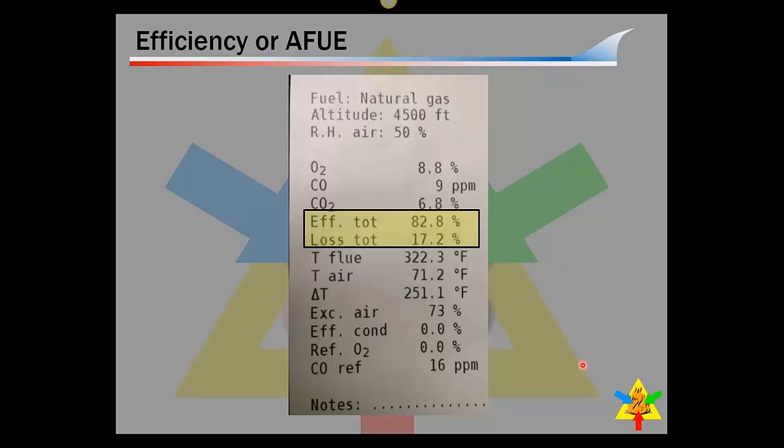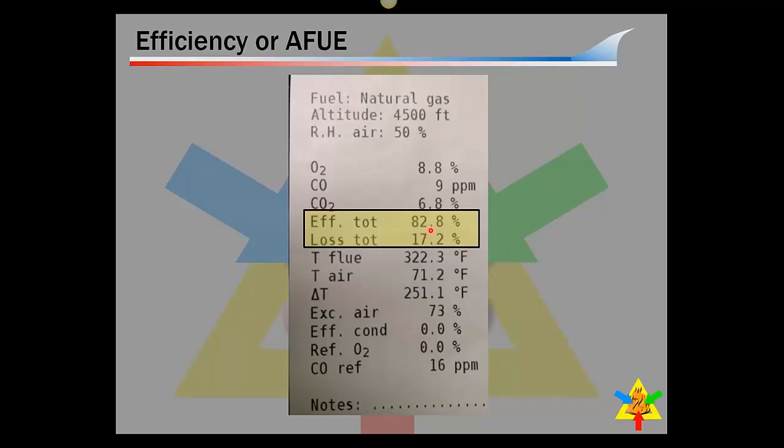So here's some other information that the tape gives you. This is called efficiency. So EFF is efficiency total, and then this one also tells me loss. These two numbers will always equal 100%. So this is telling me that this water heater is 82.8% efficient, or I'm sorry, this was an 80% furnace, not a water heater. So 82.8% of the gas it's burning is being used for heating the house, and 17.2% of it is lost out of the flue, or wasted, okay?